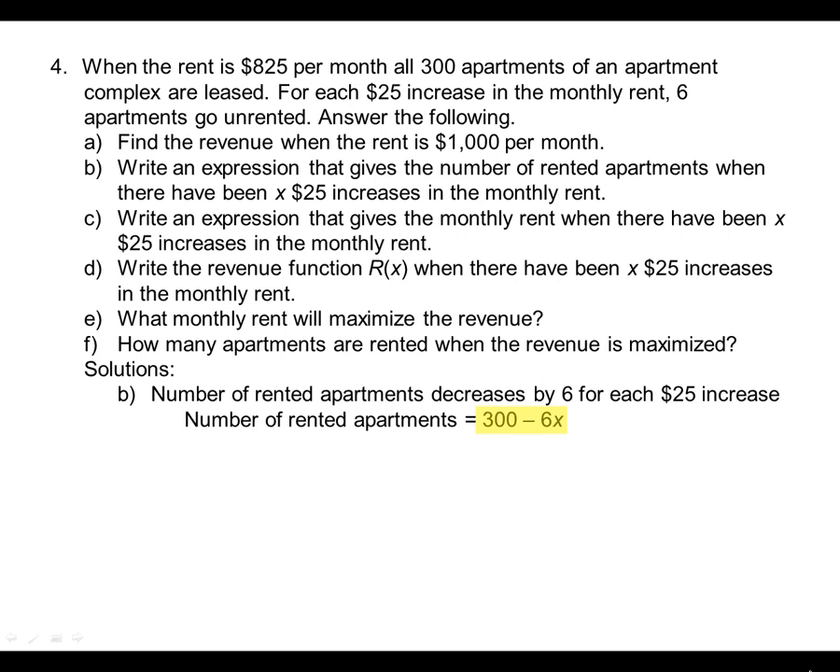Question C wants us to write an expression that gives the monthly rent when there have been X $25 increases. Remember, it starts off with $825 and then it goes up. So it's going to be $825 plus something. The rent increases in $25 increments, and there are going to be X $25 increases. So it's going to be $825 plus 25X: the rent that you began with plus $25 times the number of $25 increases.